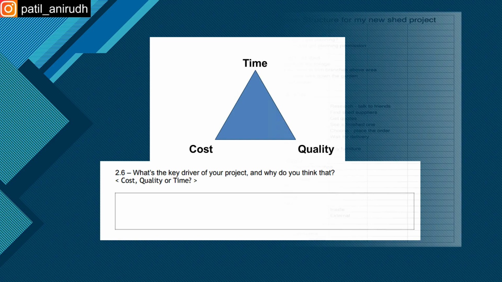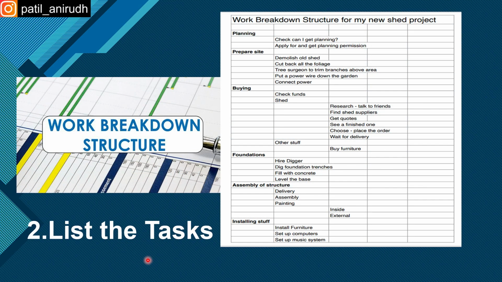Okay, so step by step, let's understand those. So, list the tasks. Basically, those are the tasks I named a few of. Okay, so that is the planning. And then in this case, a work breakdown structure is basically breaking your work down into a proper structure, and each part is known as a task.